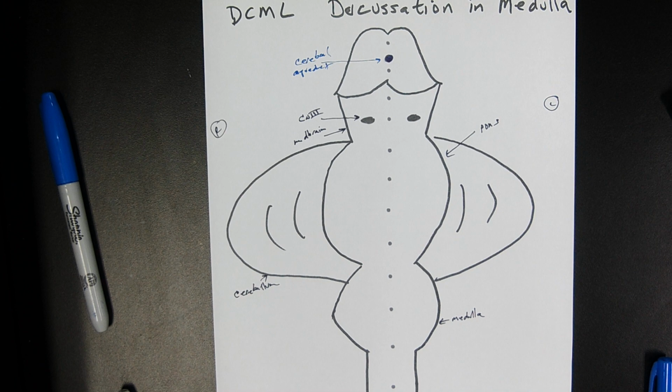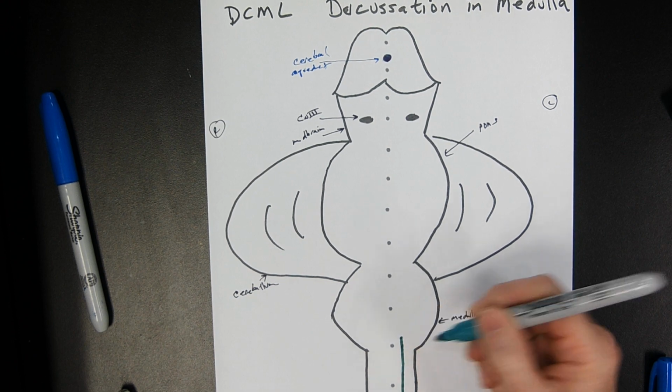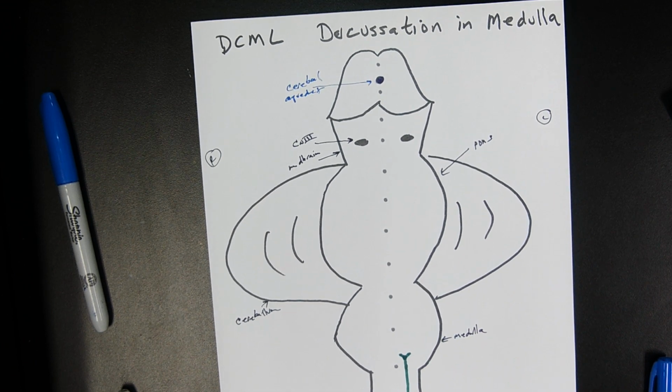So, does anybody remember which of the columns is more medial? Is it fasciculus gracilis or fasciculus cuneatus? Gracilis is more medial. Okay, so let's go ahead and have gracilis coming up here more medial. I think this is the same color. Coming up here, it comes up to the level of the medulla, and as I said previously, it's going to decussate. I mean, it's going to synapse on a second order neuron.